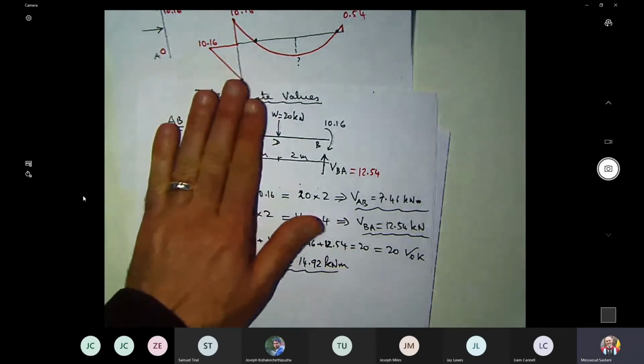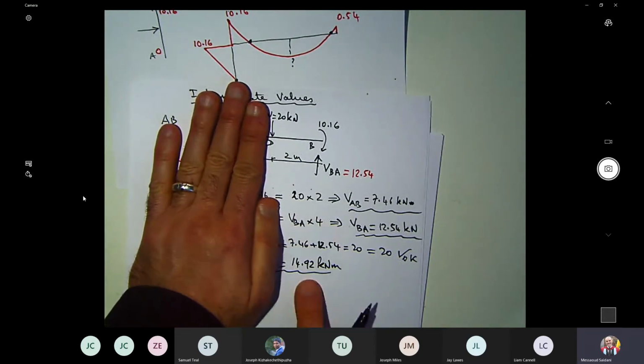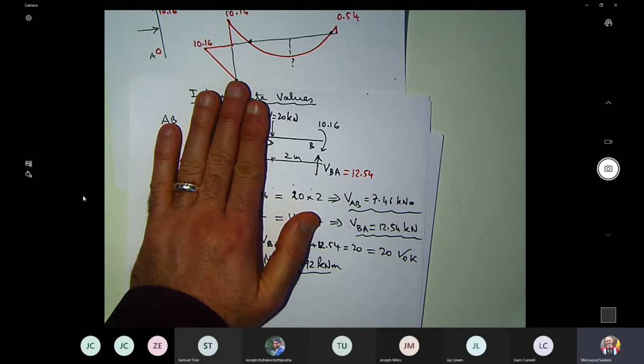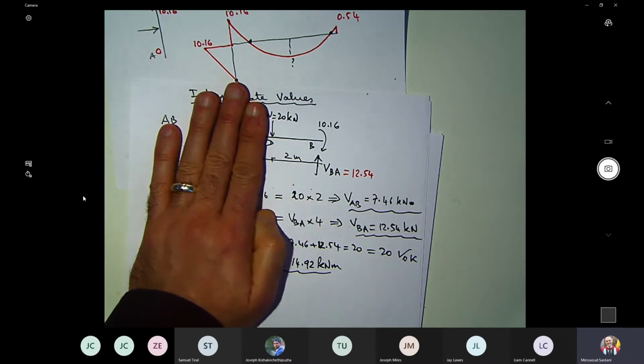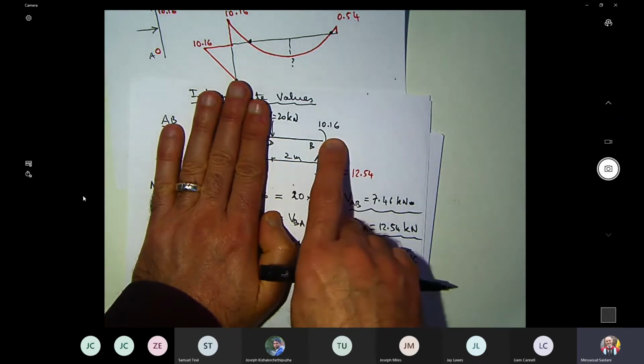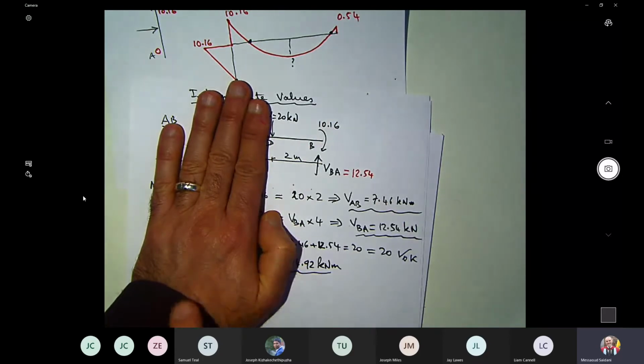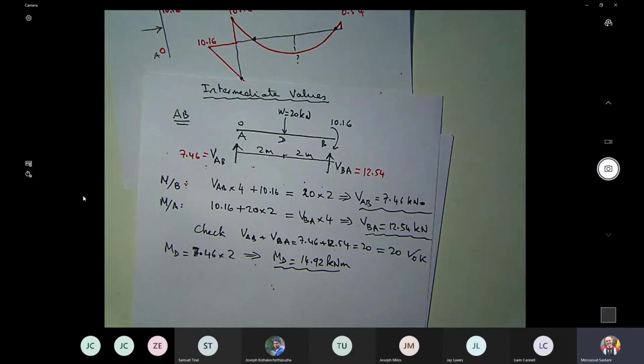Quickly, please, can you work out the moment at D from the right? See if you get exactly the same value, please, quickly. So it will be VBA 12.54 times 2 minus 10.16. Hopefully it should give you 14.92. Yes? Good. Another check if you want.